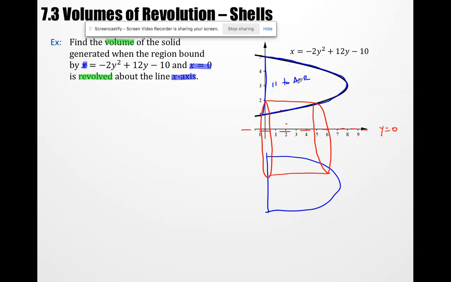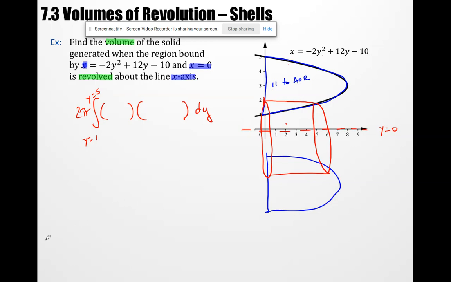Since I am parallel to the axis of rotation, but my strip is perpendicular to the y-axis, I am going to integrate dy with shells. The shell method is 2 pi the radius times the height. These numbers are going to have to be y numbers. So hopefully you can see by the graph, my y numbers are 1 to 5.